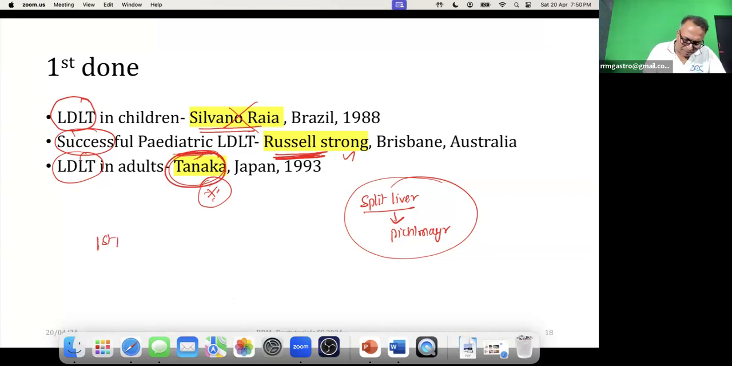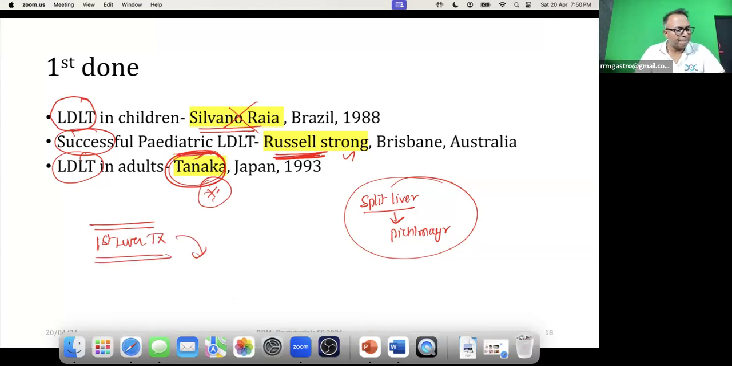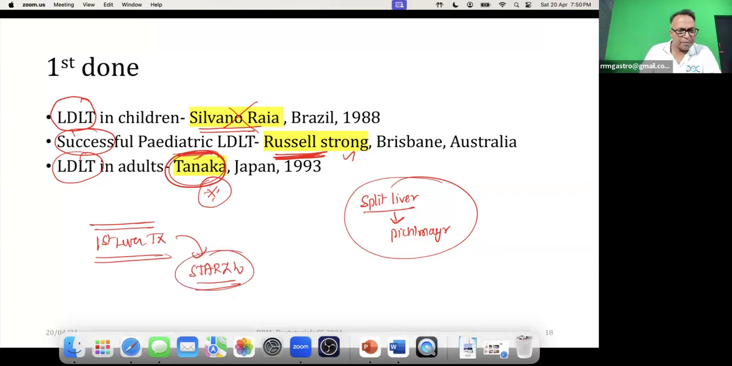Who did the first liver transplant? Basic question. Who did the first liver transplant? Anybody? Starzl. Very good, Mohammed. So Starzl did the first liver transplant. So that is a very basic question.